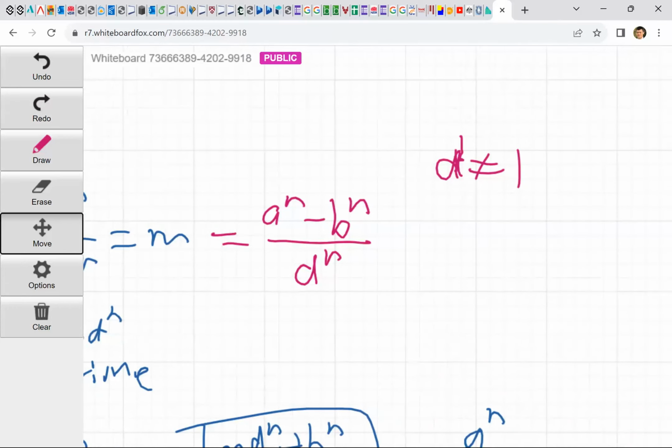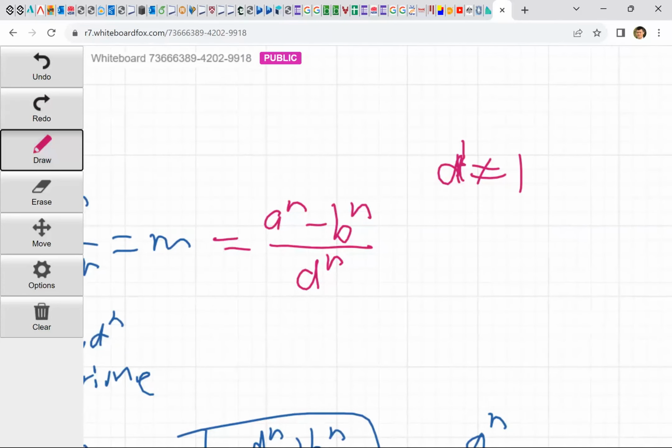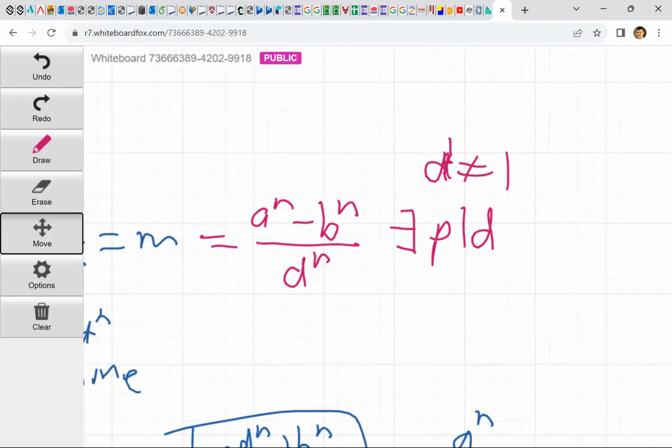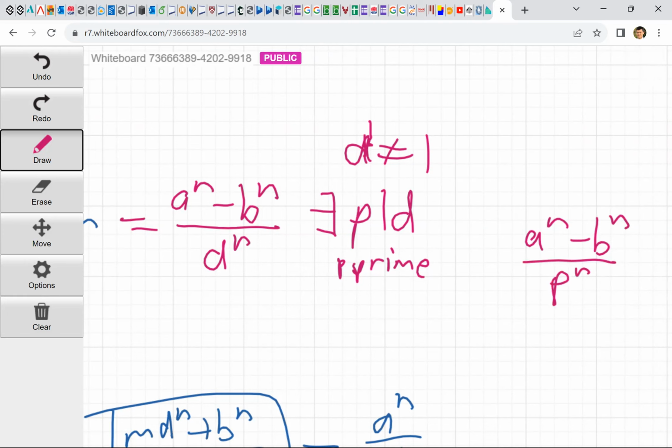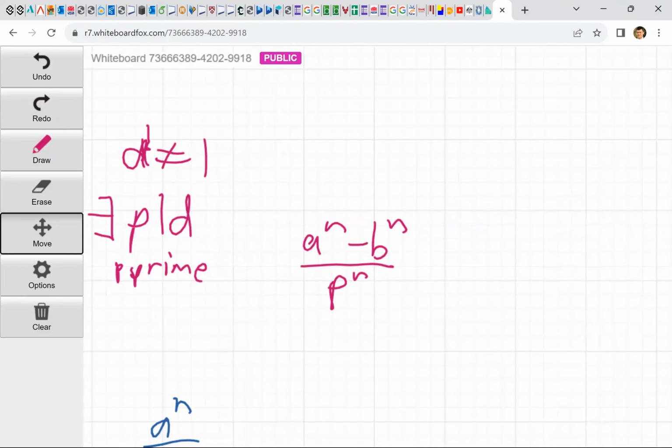So I think basically what I did, I let p divide d. There exists p that divides d, where p is prime. And you can see that if a to the n minus b to the n over d to the n is an integer, then if you replace d with p, that's still going to work. So I just turn d into a prime. Effectively, I'm logging it.